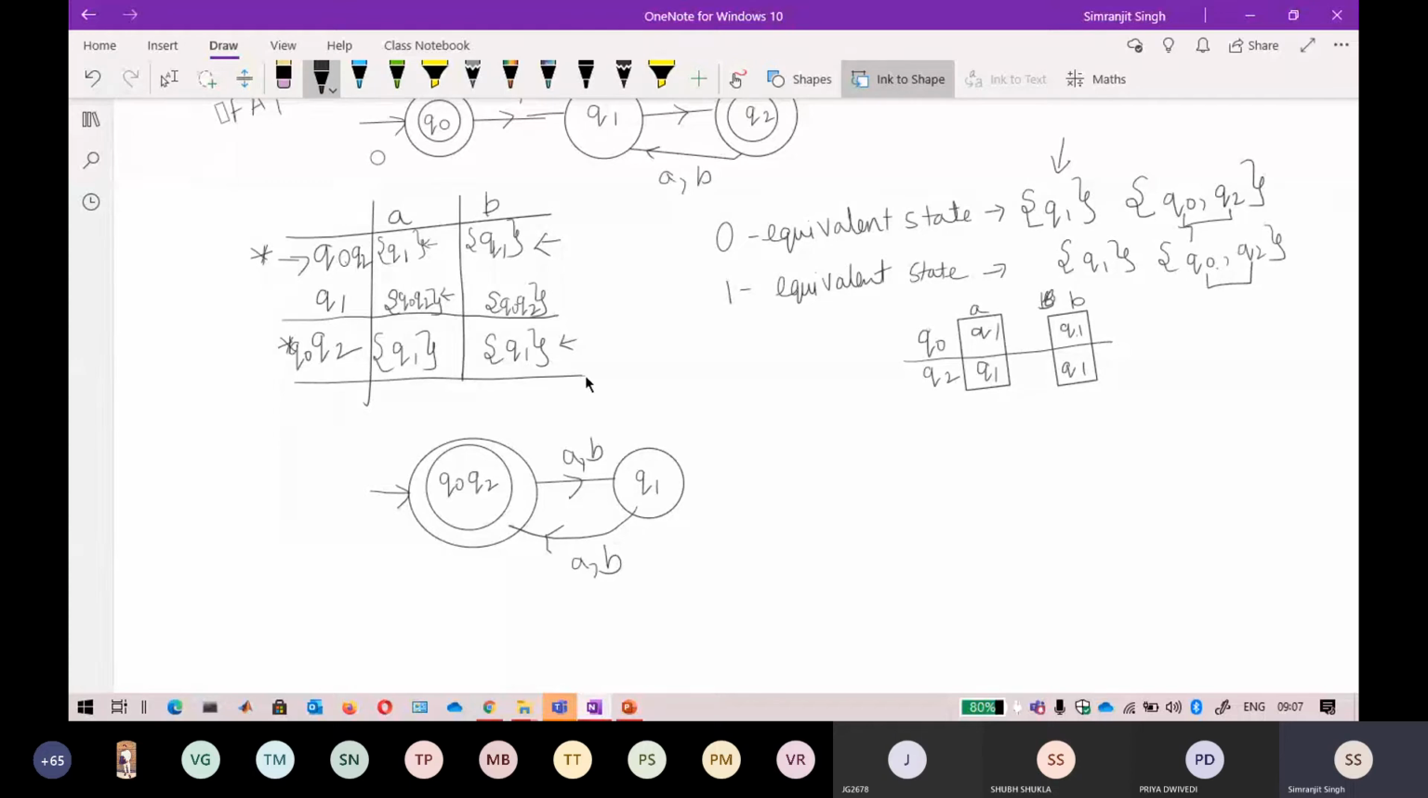On q0 q2, these two states are again defined here. It means that we have to take care of only a single state. So this DFA is reduced to, if you clearly look at this DFA, a two state DFA, which is your answer.